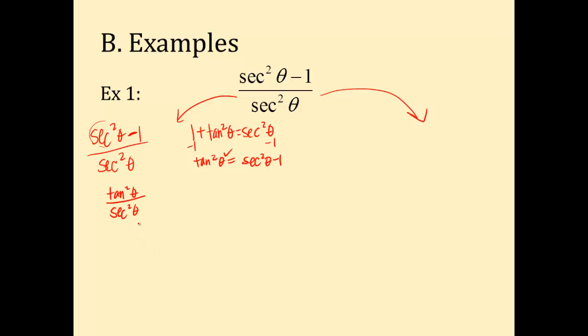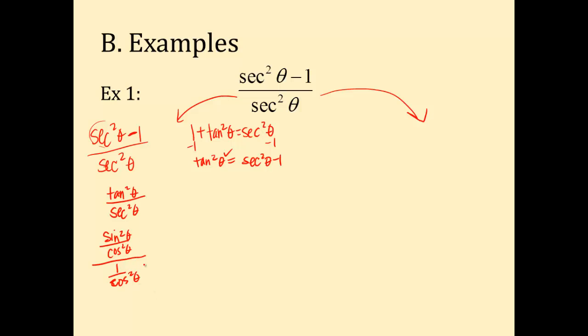Now what I want to do is replace both of these with the equivalent in sine and cosine. So for tangent, that means it's the sine squared of theta over the cosine squared of theta. That's tangent. Divided by secant squared. Well, that's the reciprocal of cosine, so I can write it as 1 over cosine squared of theta.